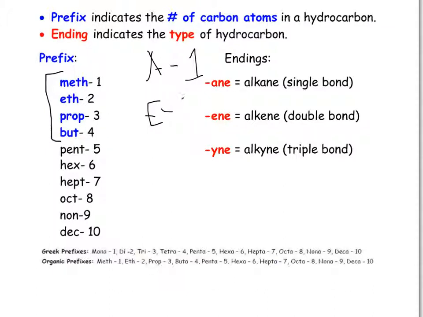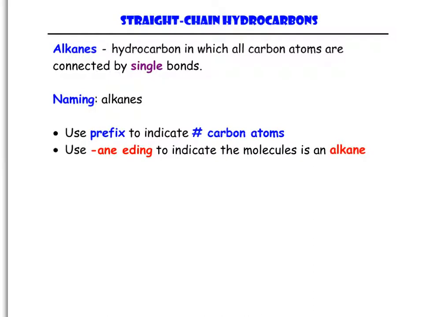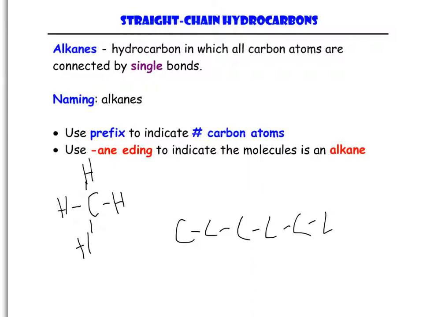E is later in the alphabet, and that is a double bond, and then Y is even later in the alphabet, and that is a triple bond. So if we want to name an alkane, that is a hydrocarbon in which all carbon atoms are connected by single bonds only. So that could be a carbon bonded to 4 hydrogens, or it could be this really long chain of carbons, but they are all single bonded. And generally in a hydrocarbon, especially through today, carbons will only ever be bonded to hydrogens.